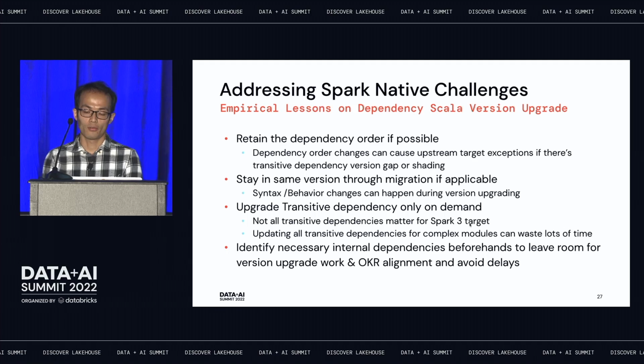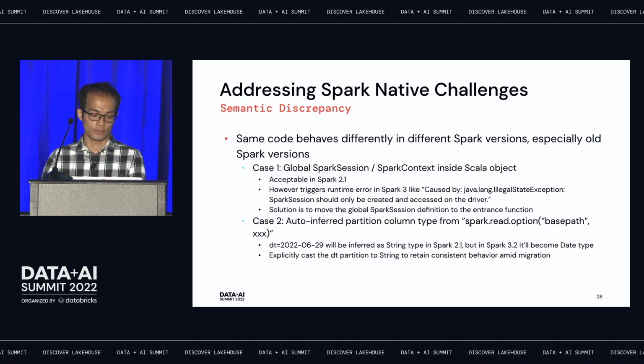And what's more, for some large Spark modules, the transitive dependencies can be incredibly huge, but not all transitive dependencies matter for the migration. It will simplify the migration a lot if we know exactly what are used and only upgrade the transitive dependency on demand. And the last thing to mention is it's worthwhile to identify the necessary internal dependencies and communicate with the owner team beforehand to align with the cross-team OKRs and avoid delay.